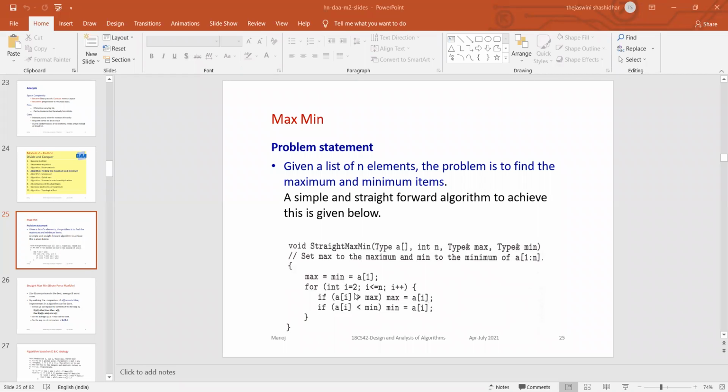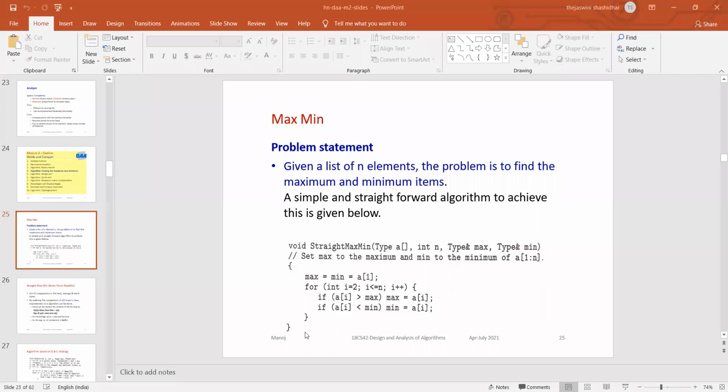If A of I is greater than A of 1, that means A of 2 is greater than A of 1. What should be placed? Max is equal to A of I, because the second element is greater than the first element. So what you put? Max is equal to A of I.